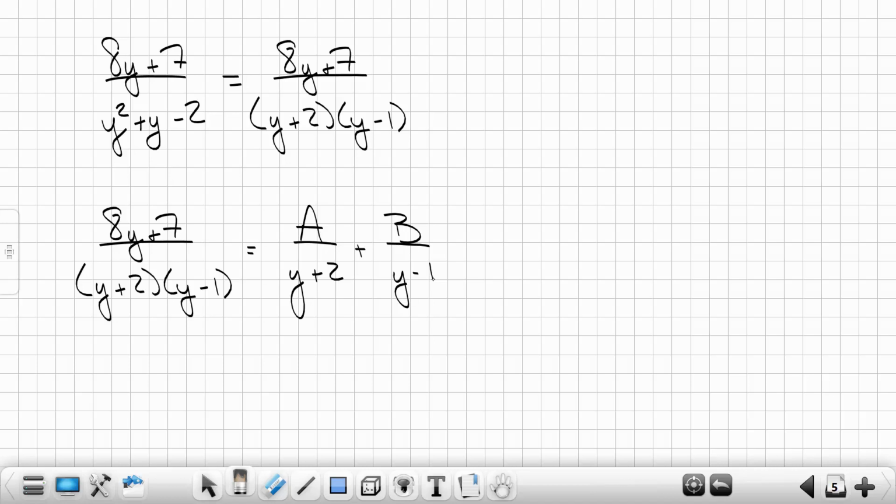Then remind me at the end of the period. Does it matter which one we put over what? No. It doesn't matter which one, because the answer will pop out. What goes over y minus 1 will come out. What goes over y plus 2 will come out.